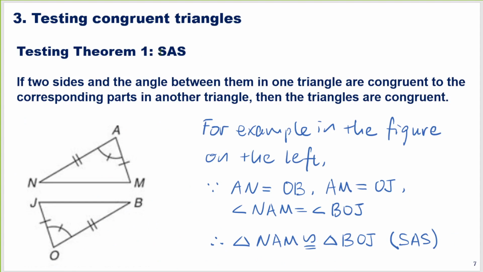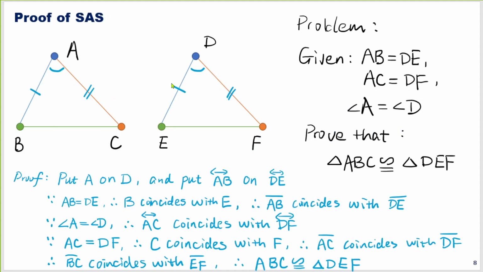So basically, this theorem tells us if two sides and the angle between them in one triangle are congruent to the corresponding parts in another triangle, then the triangles are congruent, which is abbreviated as SAS, side, angle, side, okay? And we have proved this theorem like this. After this class, you can think about whether there are any other ways you can prove it. There are more than one way, at least probably 10 different ways we can prove this.